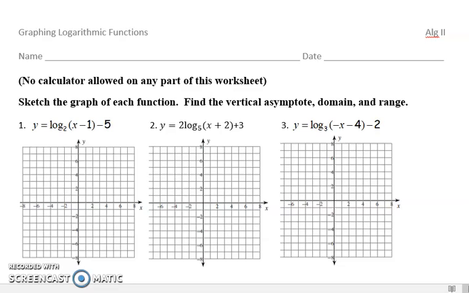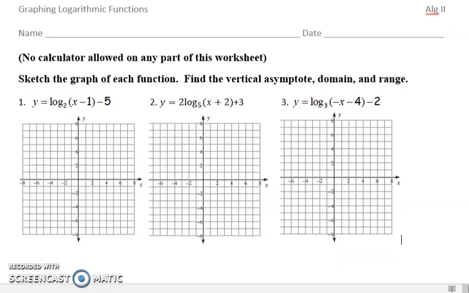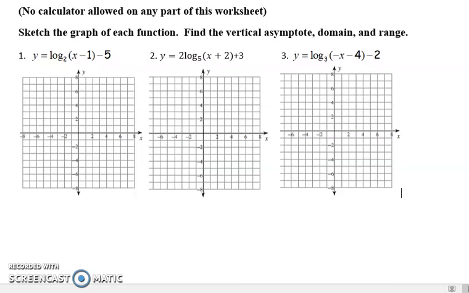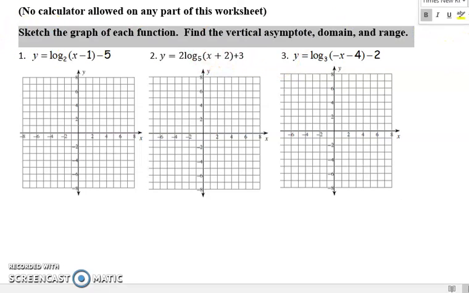All right, so for page 88, you're going to make a pocket, and this worksheet is going to go in this pocket. We're going to graph an example of a logarithmic that has been transformed. And so on this one, we're going to do number 3 together. If you will, we're going to start by reading the directions. And then we'll do number 3.